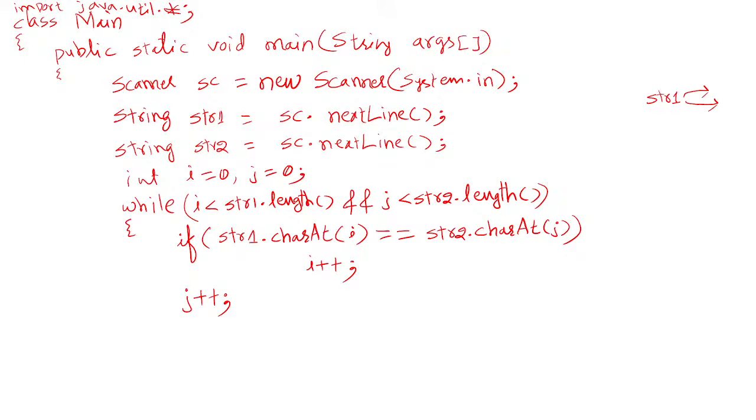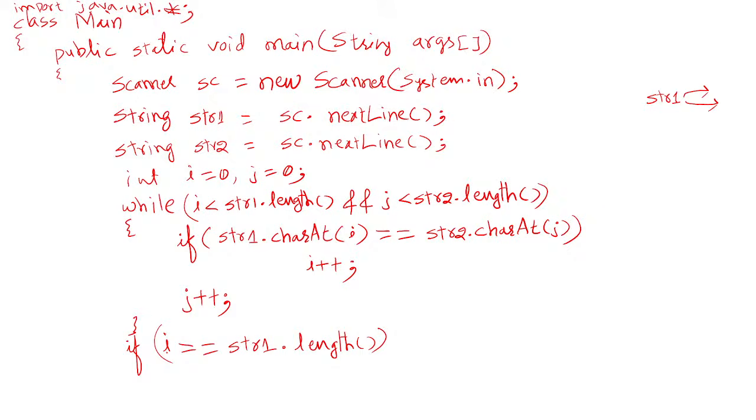Okay, so this is the end of the loop here. The while loop ends. Once you come out of the while loop, you need to test here: if i value is equal to string1.length.